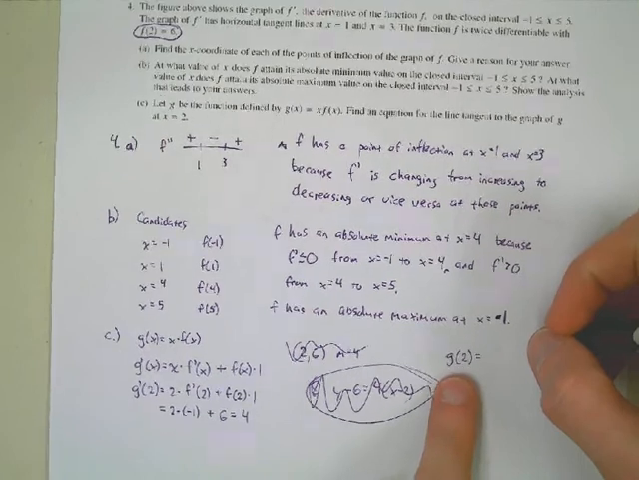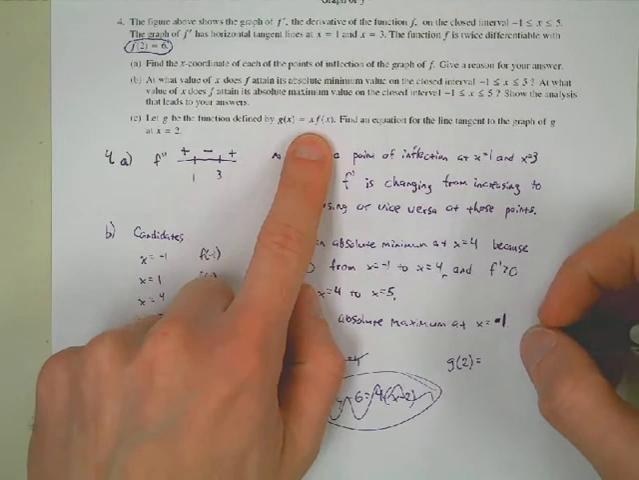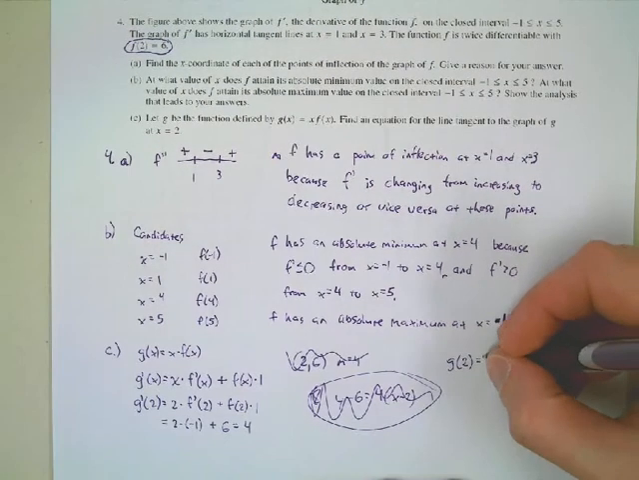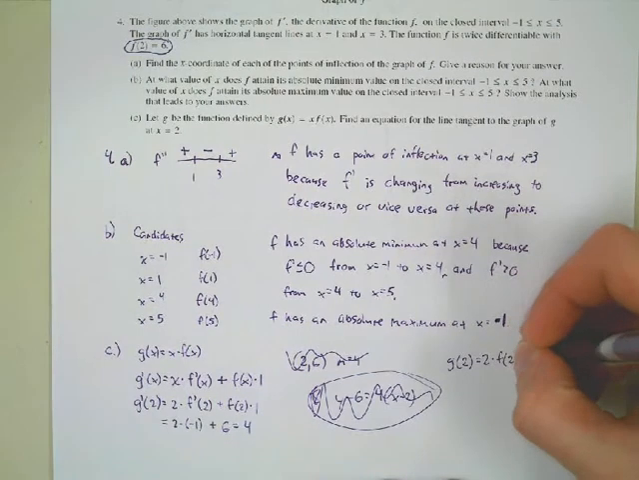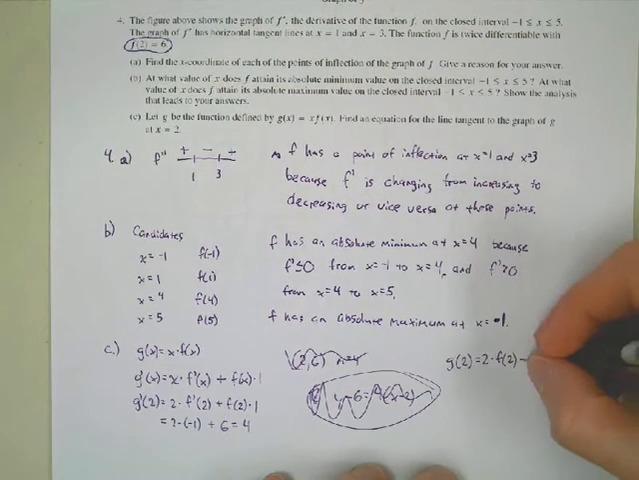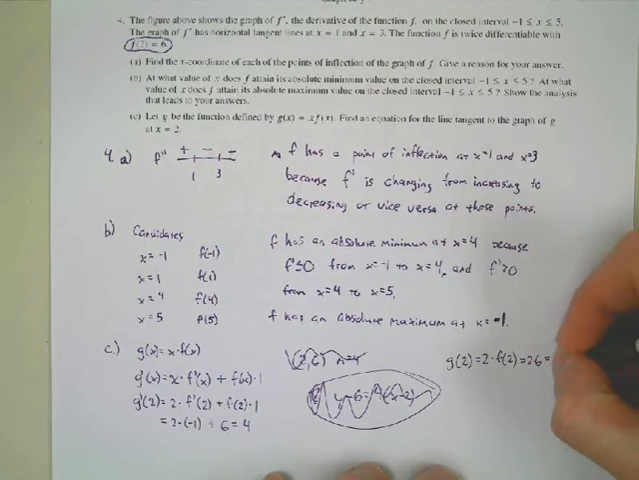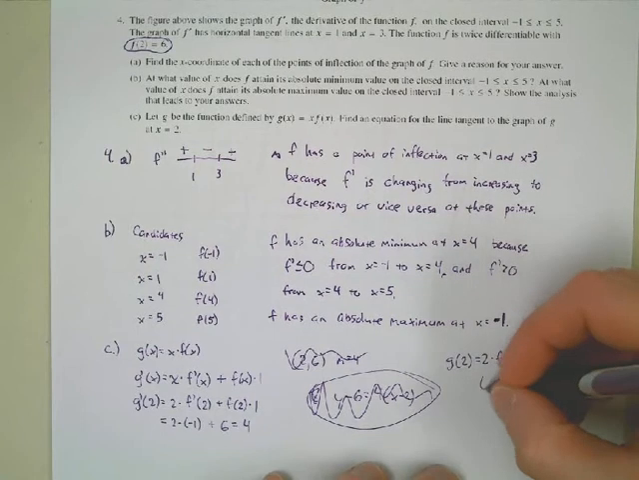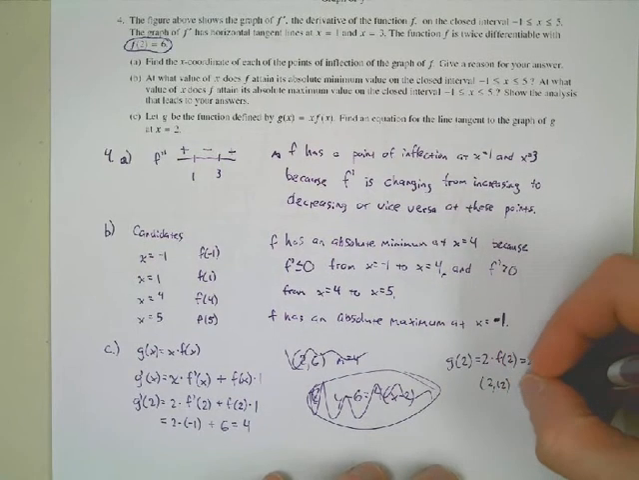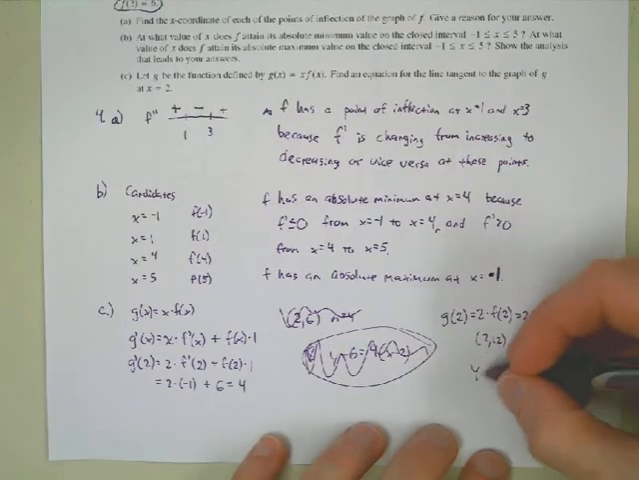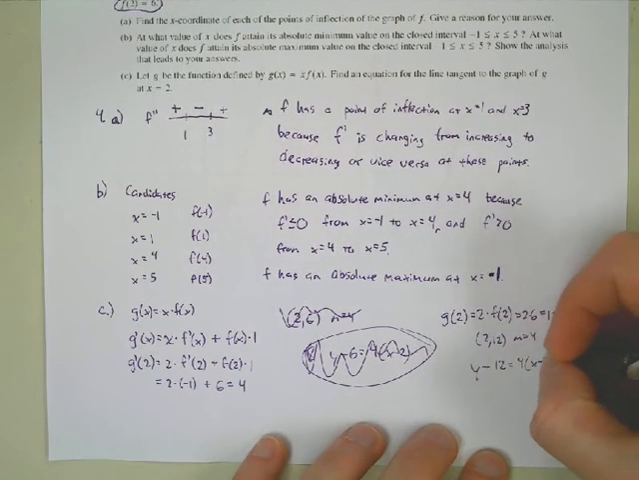G of 2 is going to be then what? 2 times F of 2, but what's F of 2? 6, so it's 2 times 6, which is 12. Thank you. So, sorry, the point is 2 comma 12, and the slope is 4. So we get y minus 12 equals 4 times x minus 2. Nice. Okay, so that's it. Thank you, Austin, for pointing that out.